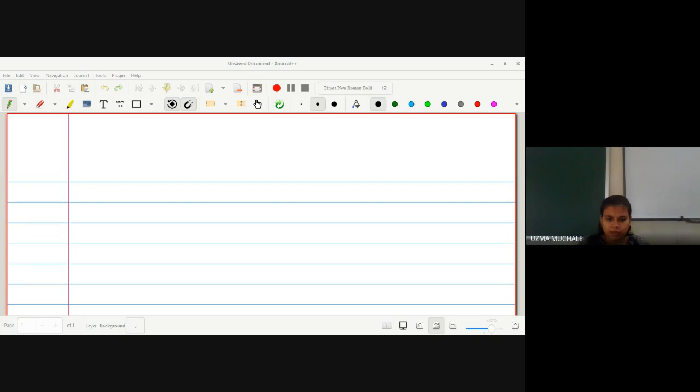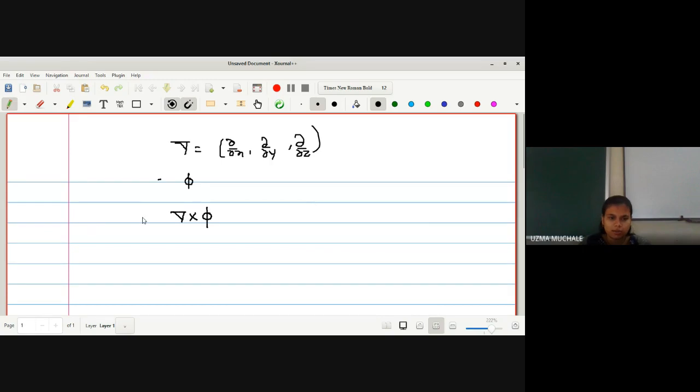Barabar na? If you remember, I wrote in the last lecture the formula for del. It is nothing but dou by dou x, dou by dou y, dou by dou z. And what about the divergence? It is addition of this, if we are operating this on some function phi. And what is a curl? Del cross phi is a curl. This is a vector quantity.